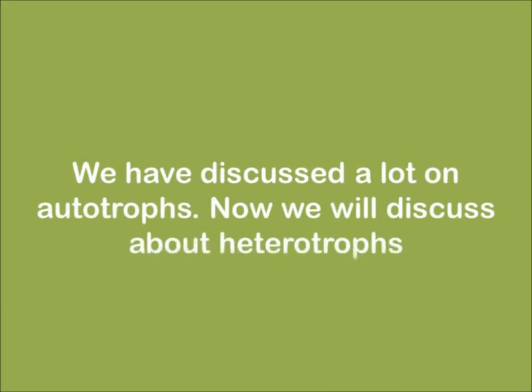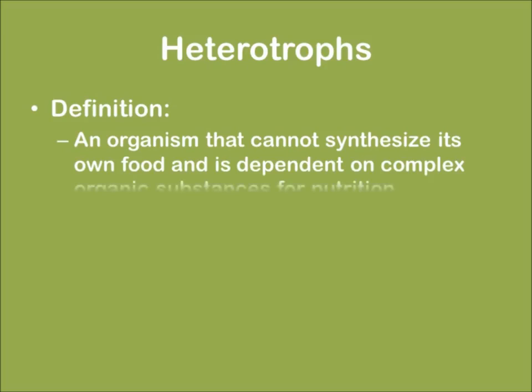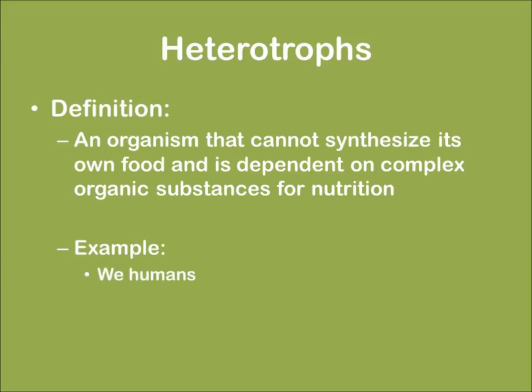Now we have discussed a lot on autotrophs. Now let us learn something about heterotrophs. So coming to heterotrophs, let us look at the definition. An organism that cannot synthesize its own food and is dependent on complex organic substances for nutrition is called a heterotroph. For example, we humans, dogs, lions, etc. are few heterotrophs known.